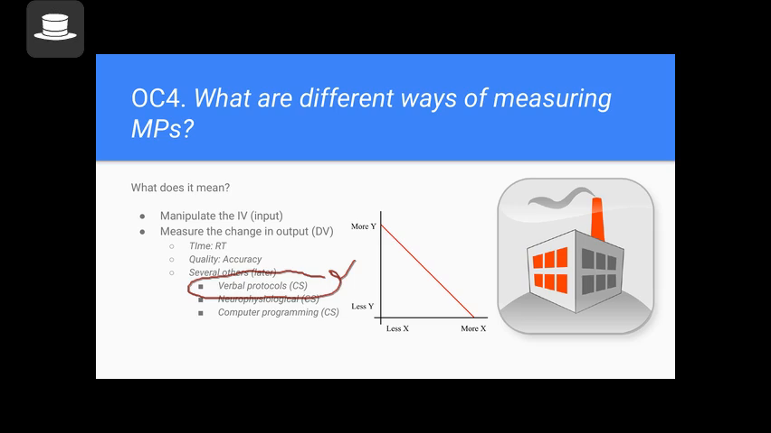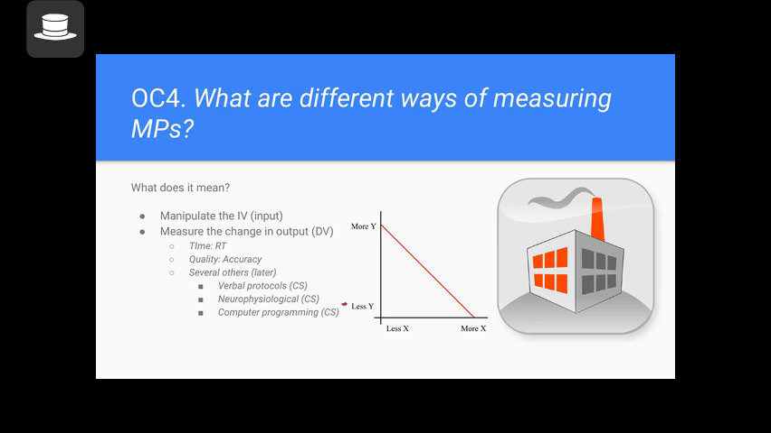The other way of measuring mental processes is neurophysiological. Again, this is specific to cognitive neuroscience, where you're looking at neuroimaging, chemical changes, and the biological and physiological changes in the brain associated with specific mental processes. So this gives us an idea about not only how, but also where things are happening.